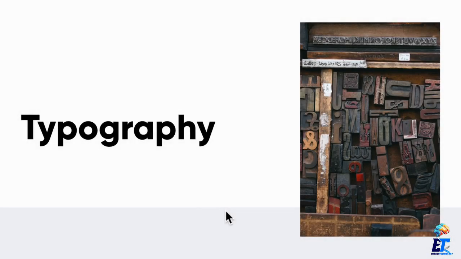We're going to be talking about a big topic, and that is typography. So where do I even begin? There's so many different things to talk about, but what I want to do is start right at the basics. So let's talk about the different categories of type.